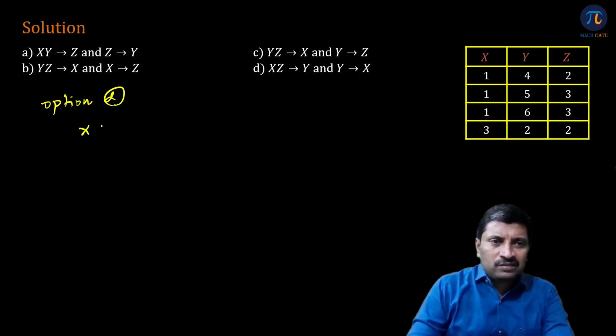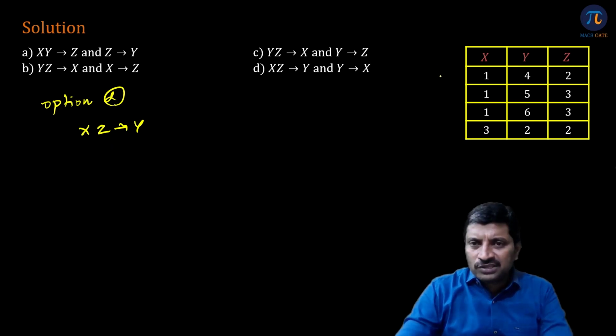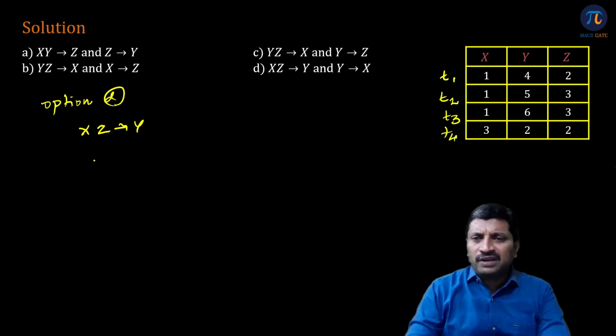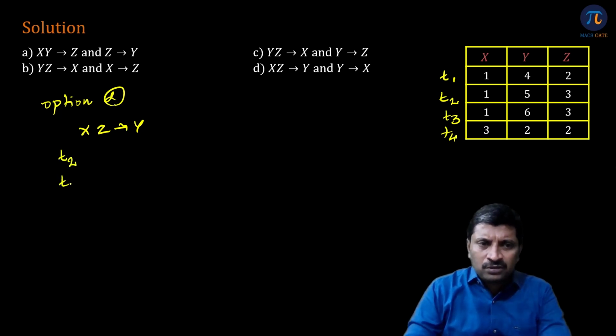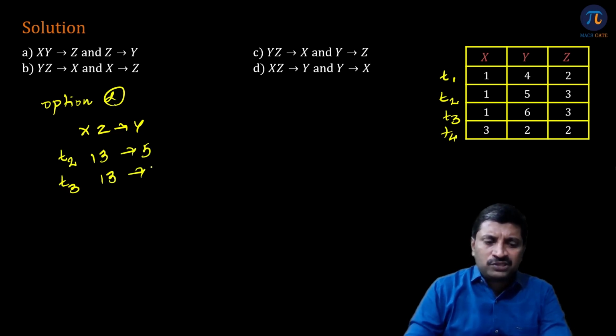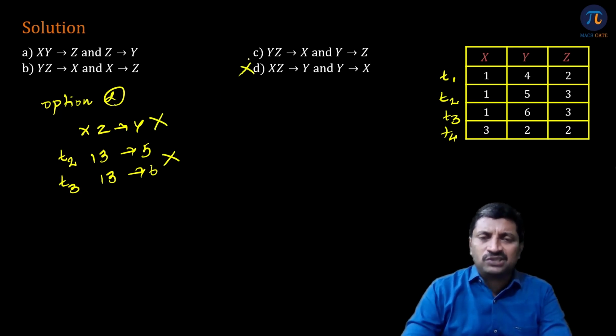Option D. The first one is XZ goes to Y. What is XZ, sir? Okay, let us write the names. T1, T2, T3, T4. For XZ, 1, 2, 1, 3. T2, T3 are same, sir. T2, T3. This is 1, 3. This is 1, 3. What about Y values? This is 5. This is 6. Okay, so these two are not same. So that's why this will not hold. So option D is not correct.